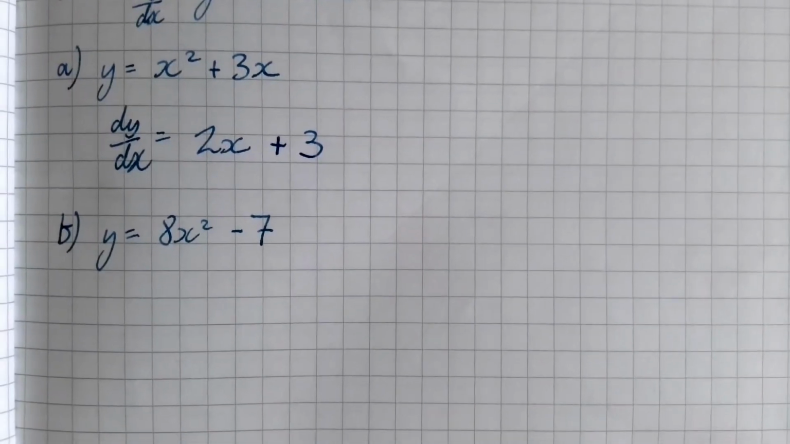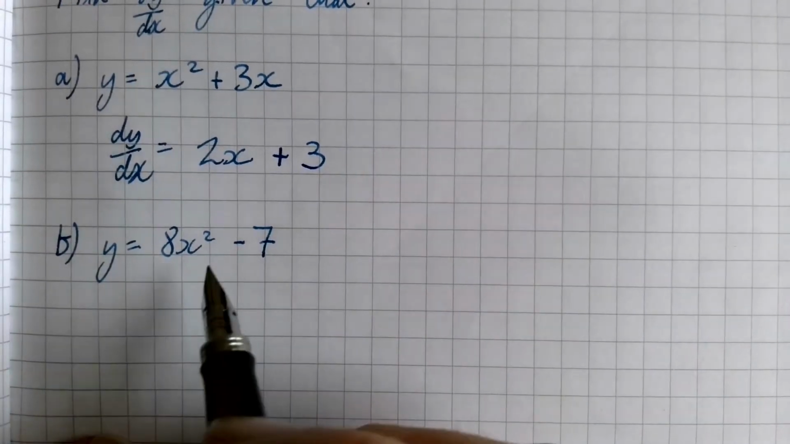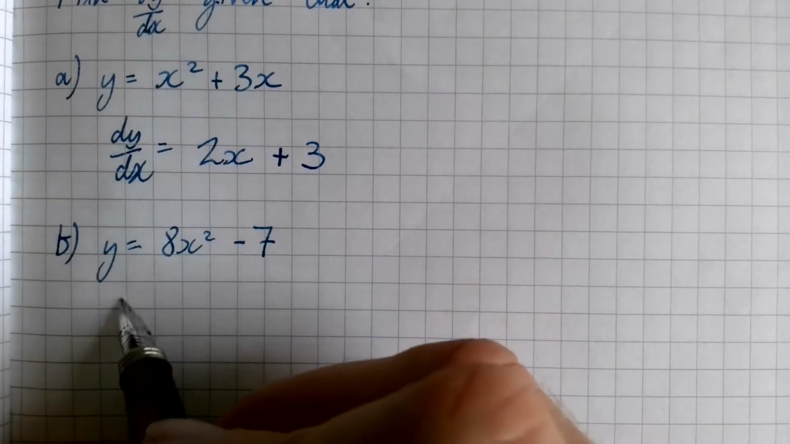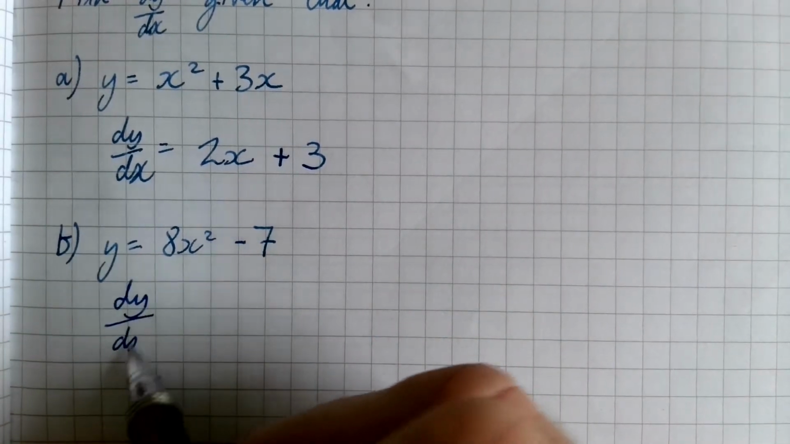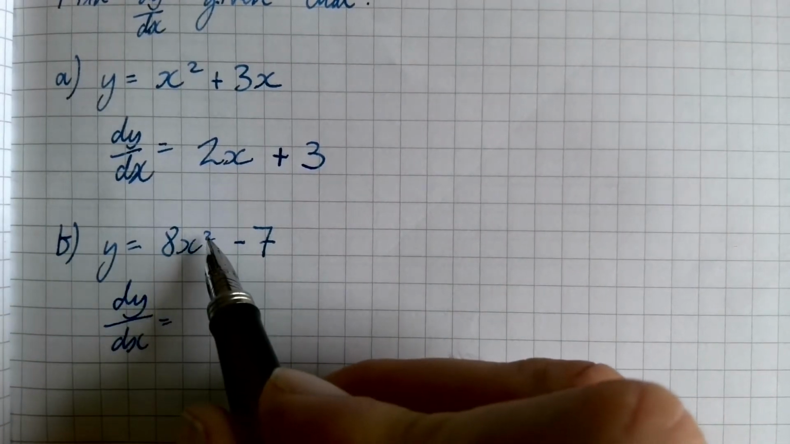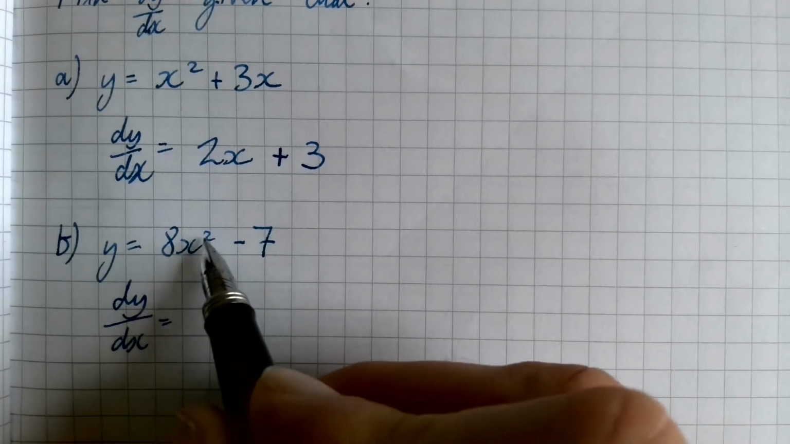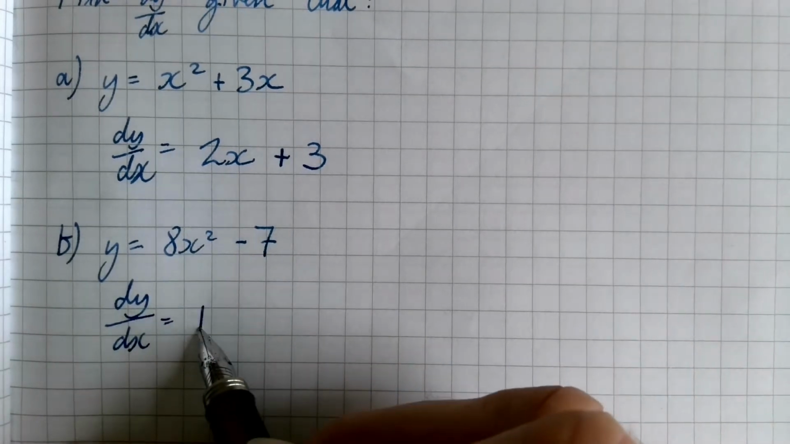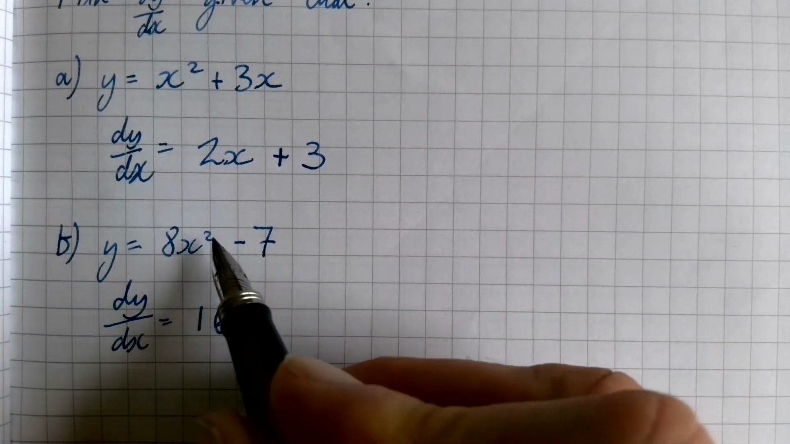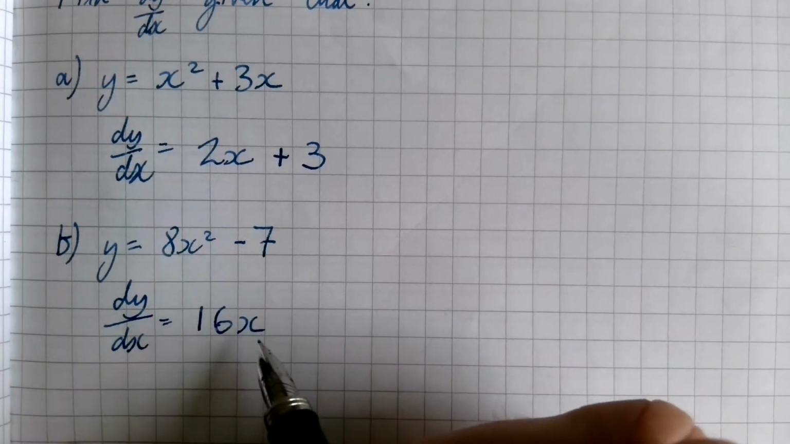Now we're coming on to the other situation that we might get here. So we've got dy over dx is going to equal the coefficient times the power. 8 times 2 is 16. Drop the power by 1 to x.